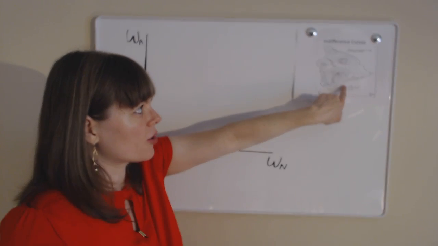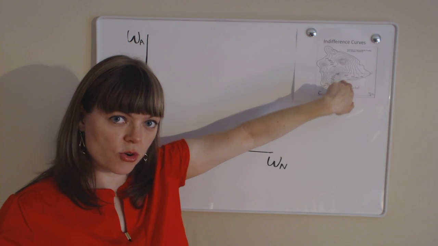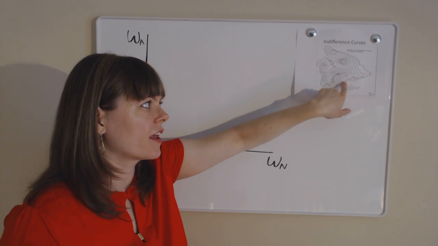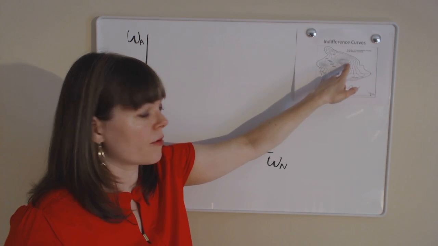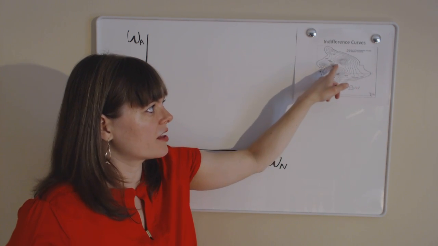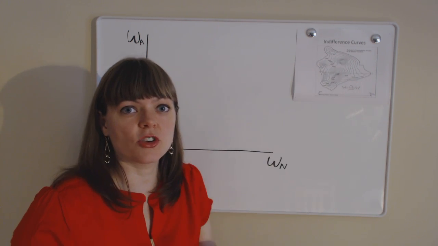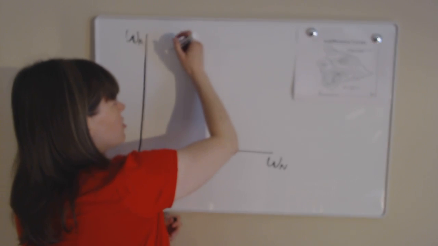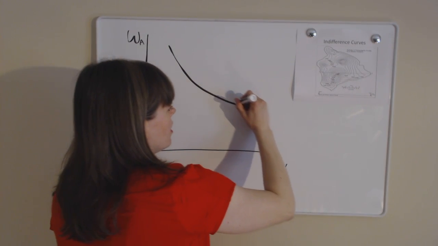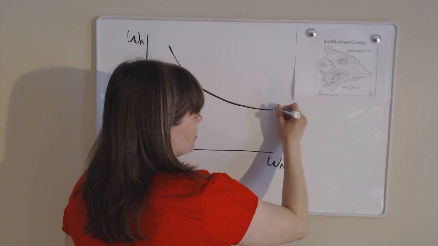So just to remind you, indifference curves are a contour map of people's utility. On a contour map, if we're reading a map of a mountain, every place along one of these lines, you have the same elevation. And for indifference curves, every place along an indifference curve, you have the same utility. So utility equals 20.